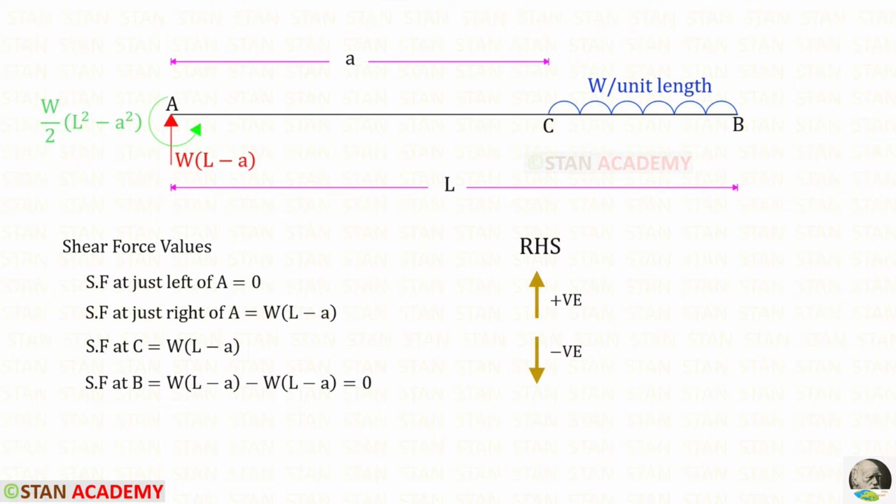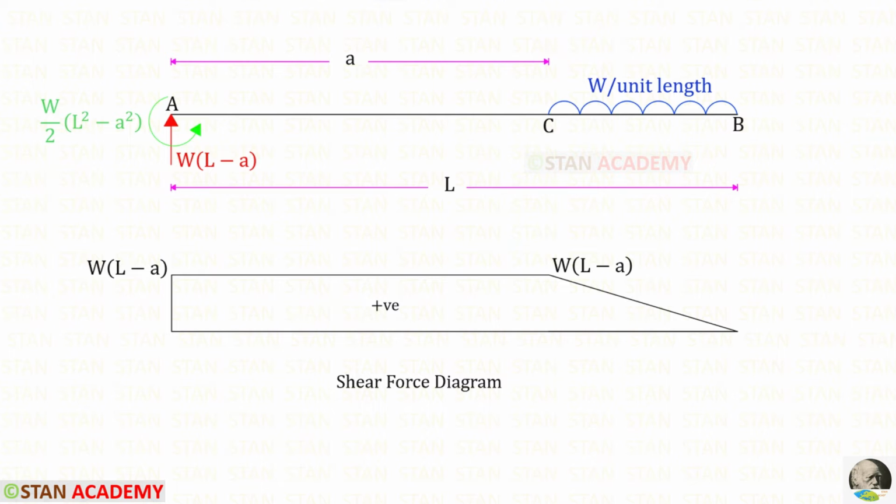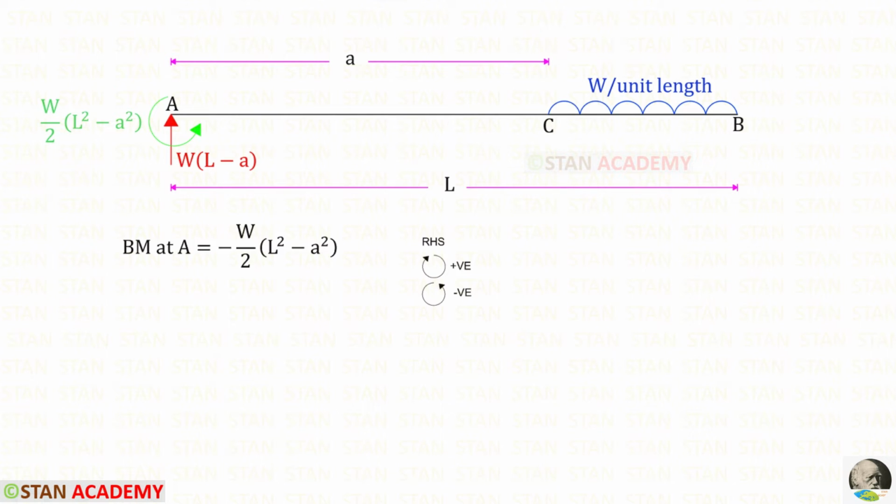Let us find the shear force at B. In addition to this, we have the uniformly distributed load. It is acting downwards, so it will be negative. We know that with the UDL, we have to multiply the distance. The distance is L minus A. For the shear force at B, we will get 0. Here you can see the shear force diagram. Now let us find the bending moments.